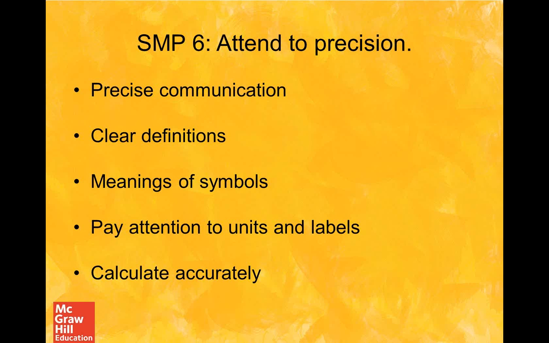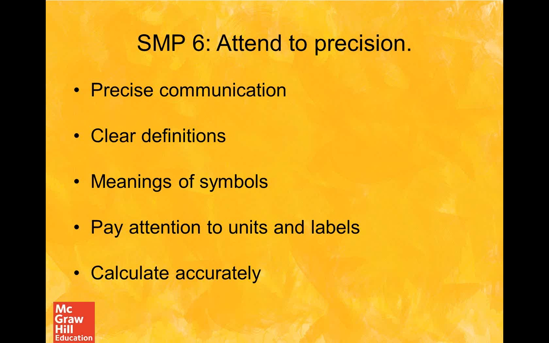But let's look for a moment at standard number 6, where we talk about attending to precision. Precision also includes the need for students to communicate precisely to others, to use clear definitions in their discussions and in describing their own reasoning. They have to be able to state the meanings of the symbols that they choose, including using the equal sign both consistently and appropriately. In dealing with precision, students need to be careful about specifying the units of measure or labeling perhaps the axes to clarify the correspondence with quantities in a problem.